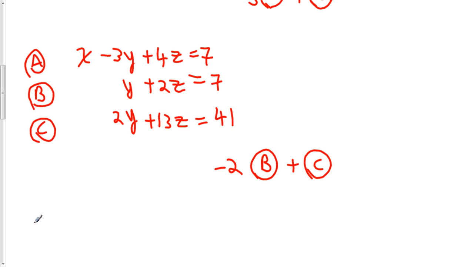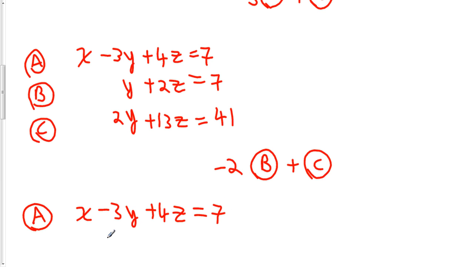So let's see. Equation A will stay the same. x minus 3y plus 4z is equal to 7. Equation B will stay the same. y plus 2z equals 7. But now equation C is going to be what I get when I multiply negative 2 times equation B and add it to C. So negative 2 times y is negative 2y, plus 2y is 0.